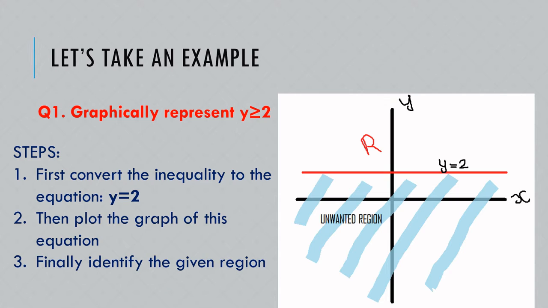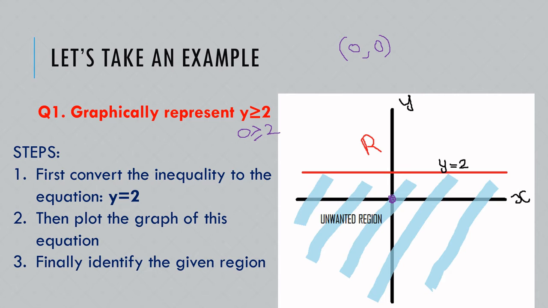How will you identify the region? You have to take any random point. So I will take the easiest one, this 0, 0. Here you will not get it, but as and when we move on and do tougher inequalities, you will get to know what these are. So 0, 0, so you take 0. Is 0 greater than or equal to 2? Is this true?